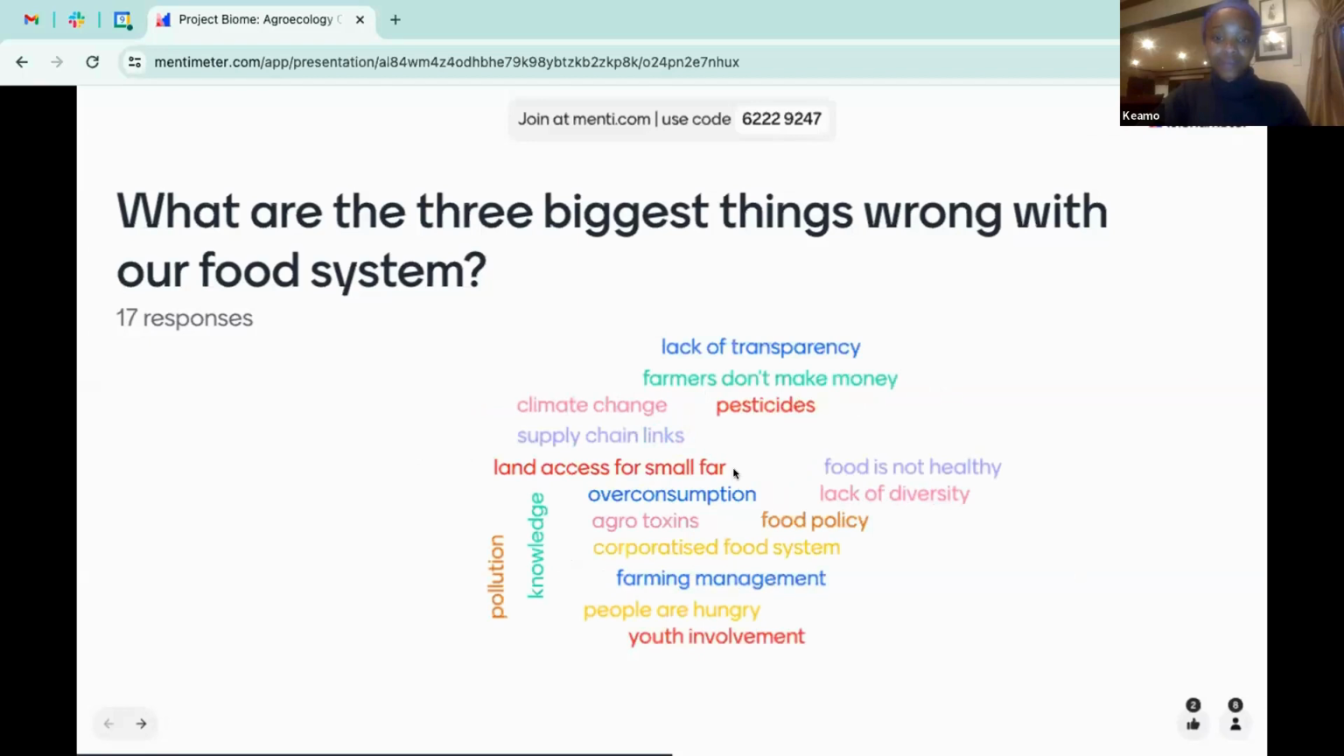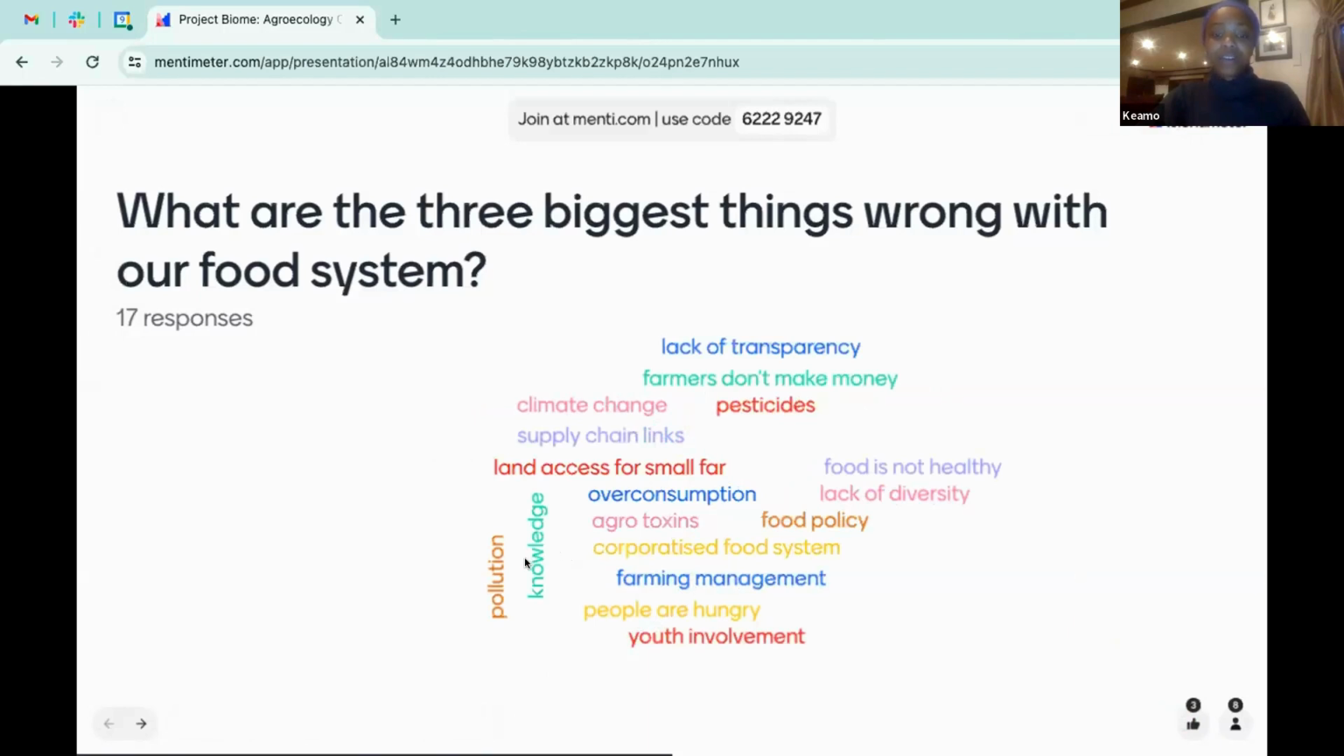Lack of diversity, land access, small farm, okay? Overconsumption, agrotoxins, corporatized food system. Yeah, people are hungry. That one is a major, major issue, especially on this continent.